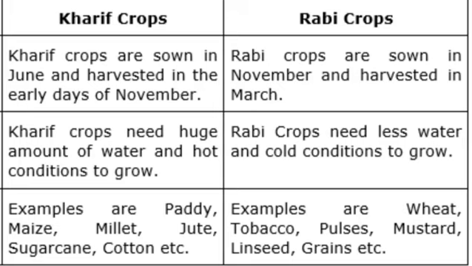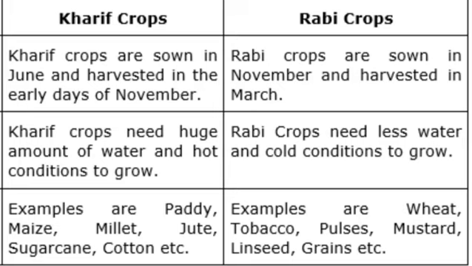Crops grown in India. First, we are going to read, in India we have 2 cropping seasons. One is known as Rabi crop, another is known as Kharif crops. Rabi crops are sown in the winter months and harvested in summer. For example, wheat, gram and mustard.